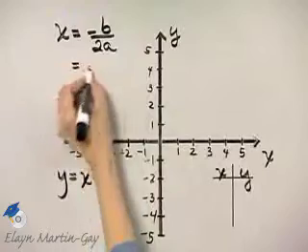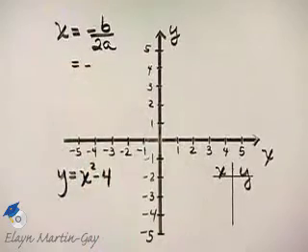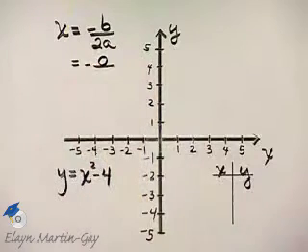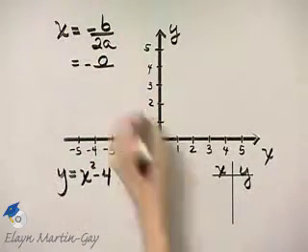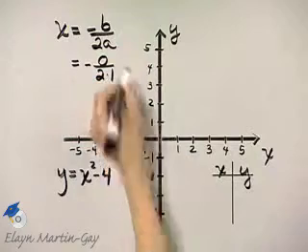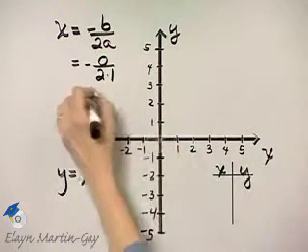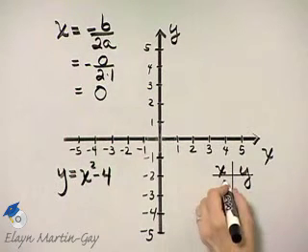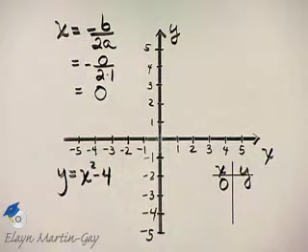So let's see what we have. I'm going to place that negative in front there. B is 0. 2 times a, so that's 2 times 1, but it makes no difference because that is 0. So the x value of the vertex is 0.